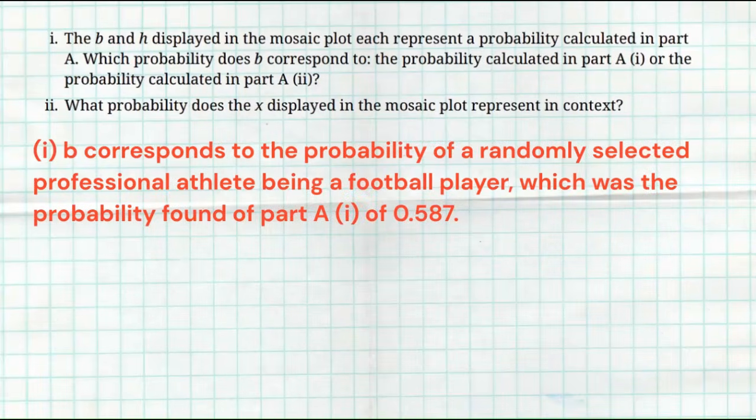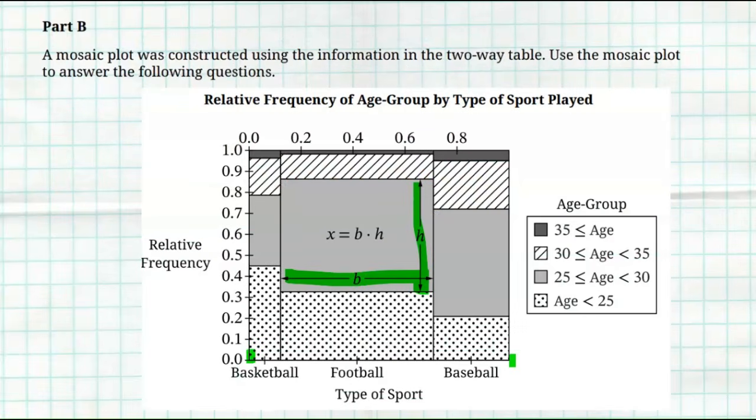Now, double I asks us, what probability does the X represent in the mosaic plot? So the X is the B times H. We've got to make sure we understand this. B is what we calculated in part A single I, the proportion of all professional athletes that were football players. H represents the conditional probability of the football players, what proportion are age 25 to 30. That was what we found in part A double I. If we multiply those together, what we're going to get is the overlap, the joint probability.